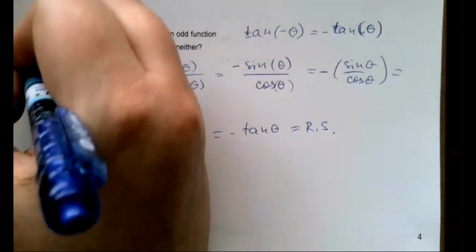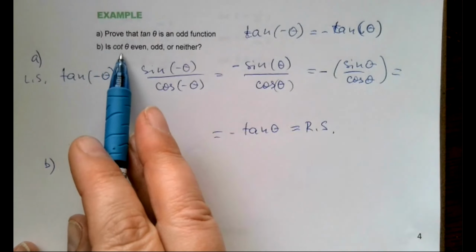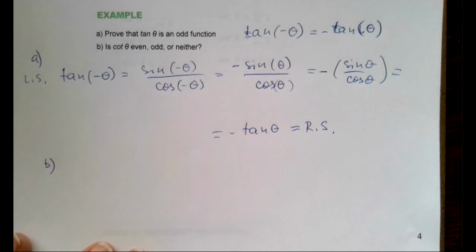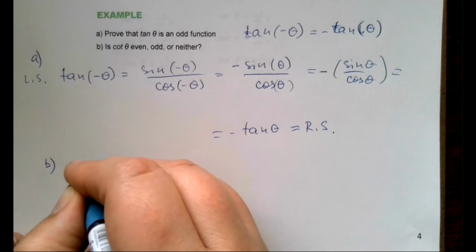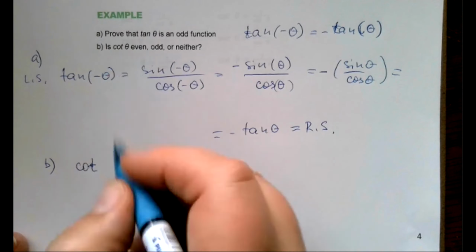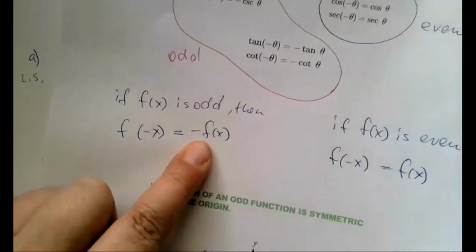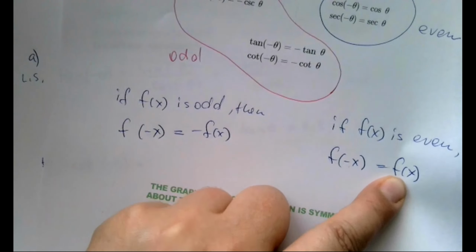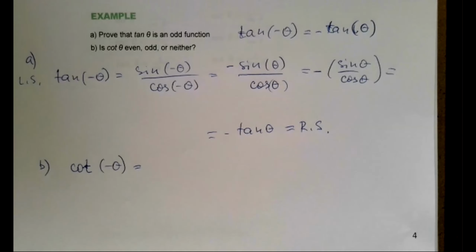So that was question A. Question B asks: is cotangent theta even, odd, or neither? So in order to answer the question, we have to substitute theta with a negative theta and see what happens. Are we going to get the opposite, negative cotangent theta, or are we going to get just cotangent theta, or are we going to get something else?